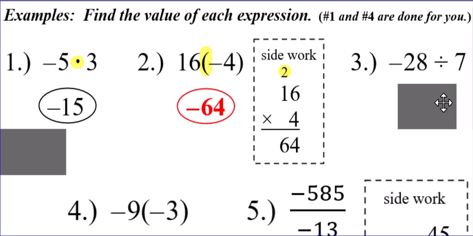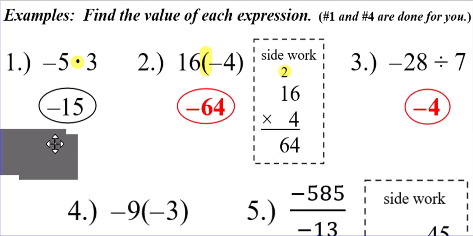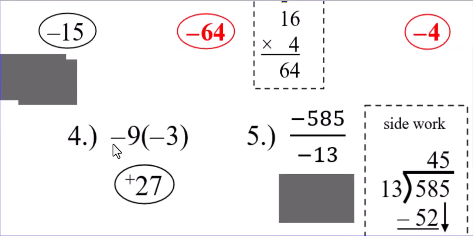And the same rules apply for division. We know 28 divided by 7 is 4. Since the 28 was negative but the 7 was positive, they had different signs, which guarantees the final answer is negative. All right, problem number 4.